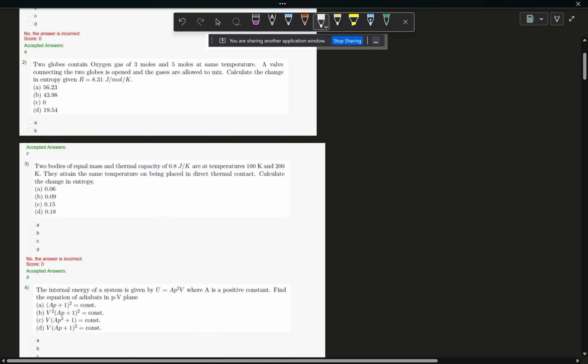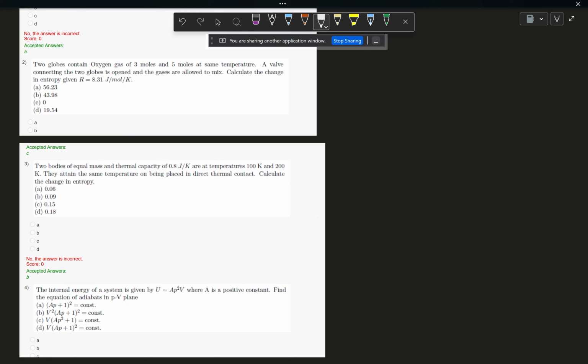Now question number 2 is about two globes that contain oxygen gas of 3 moles and 5 moles at the same temperature. Then a valve connecting the two globes is opened and the gases are allowed to mix. Then calculate the change in entropy, given the R value is 8.31. Now this is a trick question, because after the last question you will be tempted to just calculate it using the same formula that we had just used for question number 1.